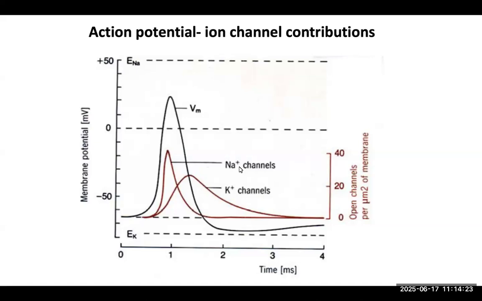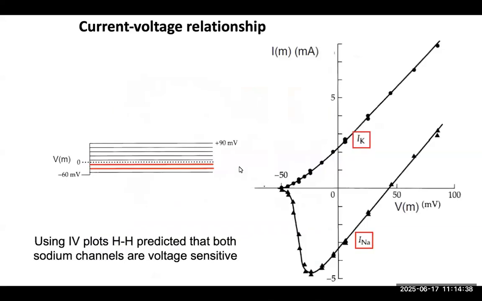And then how does it come back up? So pumps is one, leak channels, chloride channels, right? Okay, cool. So these are the ion channel contributions. Just wanted to see that. And the last concept is this current-voltage relationship. Are you guys comfortable with this?